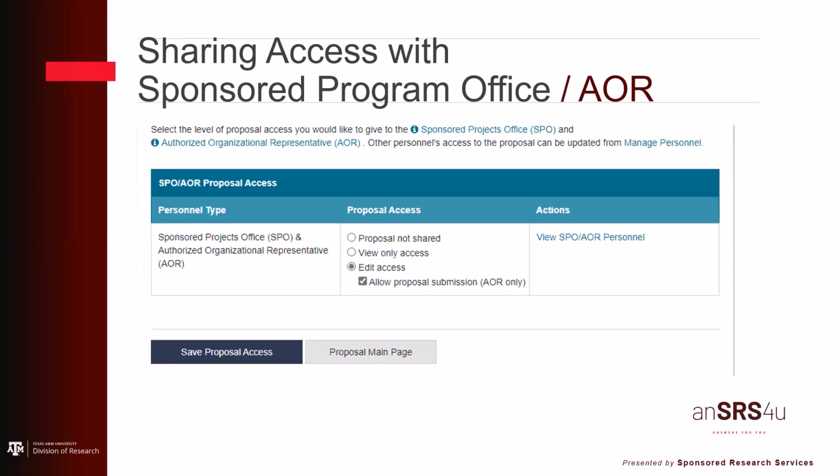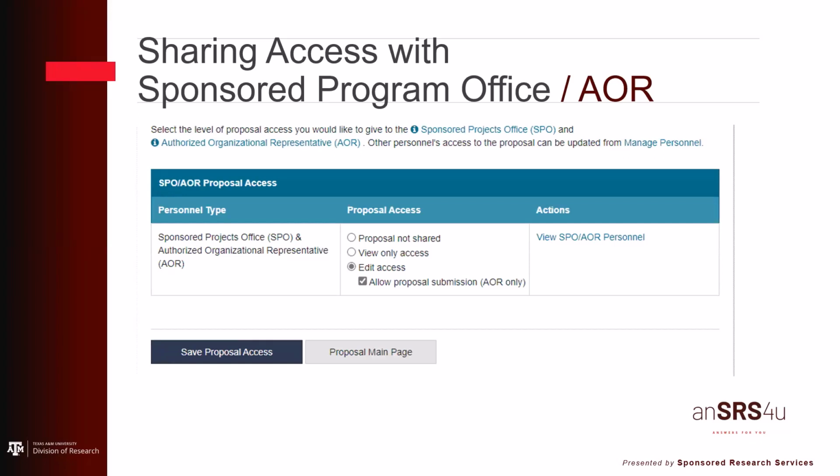And please note that this SPO/AOR, that is your SRS proposal administrator. They should have the right affiliation in Research.gov with the correct submitting organization. Whenever you do share this with them, they should be able to access it. You'll notice here who the personnel type, the first column, who is being shared with, it's going to give you the SPO/AOR option, that's SRS.